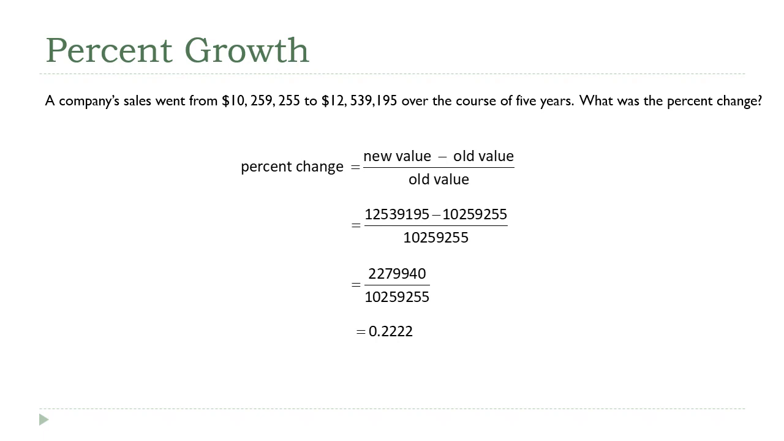Right? That's the decimal version. We want the percent version. So to get the percent version, we have to multiply this by 100. We do that, we get our final answer, 22.22%.